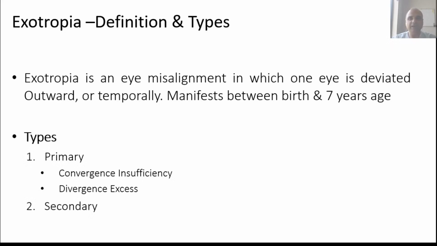It is again of two types, a primary type and a secondary type. A primary type can be divergence insufficiency or divergence excess, and a secondary type, which is happening because of another cause that is causing some form of visual disability leading to exotropia.